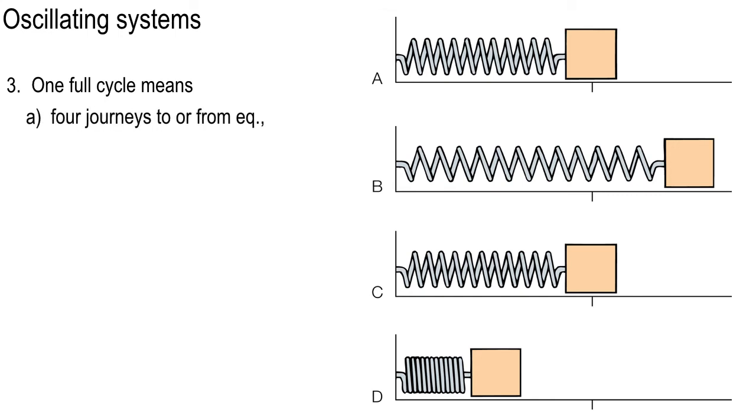And one full cycle means you go four little journeys to or away from equilibrium. So let's take a look at it. First step, you go away from equilibrium. So on the first part of this cycle, this thing's going back and forth, and we're going to start at equilibrium. And it moves to the right, to maximum extension. Okay, here's maximum extension, right out here.